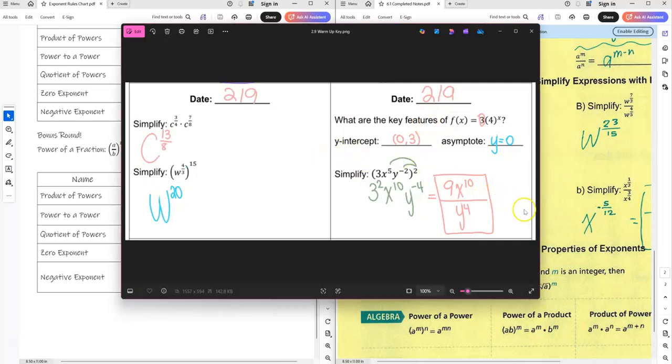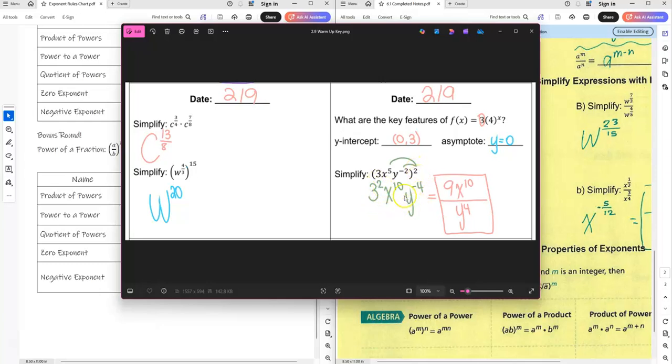So if we look at this problem right here, hopefully you can see my cursor. So everything inside the parentheses got raised to the power 2. So 3 got raised to the power of 2. X was already being raised to the power of 5. Then it got raised to the power of 2, which means we had to do 5 times 2 to get 10, because that one base had 2 exponents. Same thing with the y, negative 2 times 2.